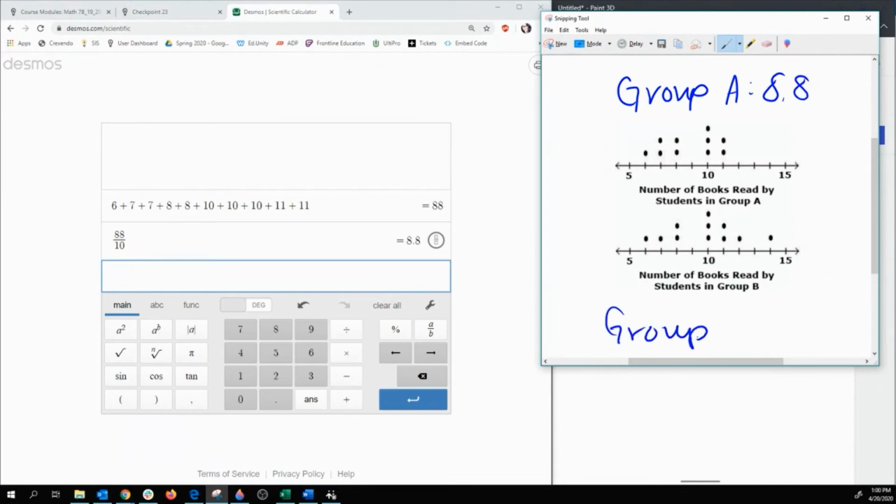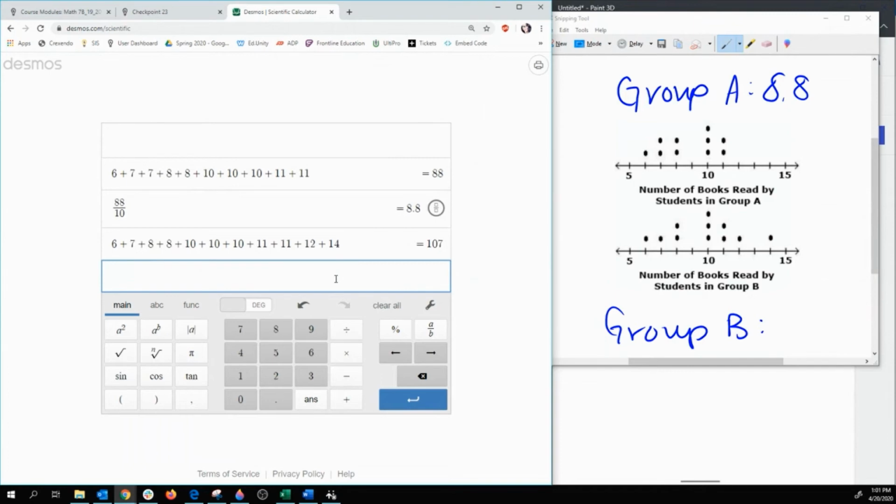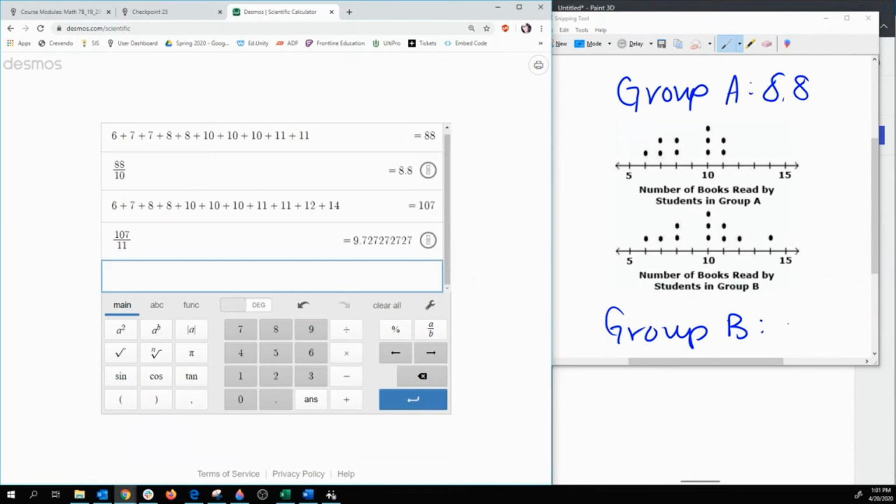Let's figure out my average for group B. So I'm going to have 1 dot above 6, 1 above 7, 2 above 8, 3 above 10, 2 above 11, 1 above 12, and 1 above, not 15, but 14. So that's 107, and I'm dividing it by, 1, 2, 3, 4, 5, 6, 7, 8, 9, 10, 11. There's one more in group B, correct? Yes. So when I do that, I get 9.7.